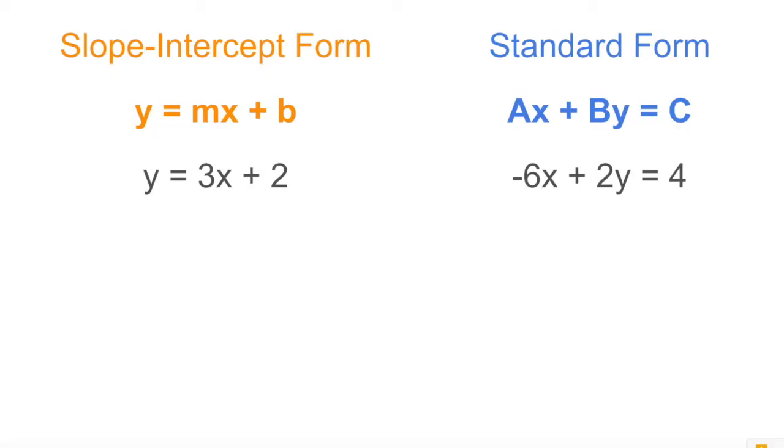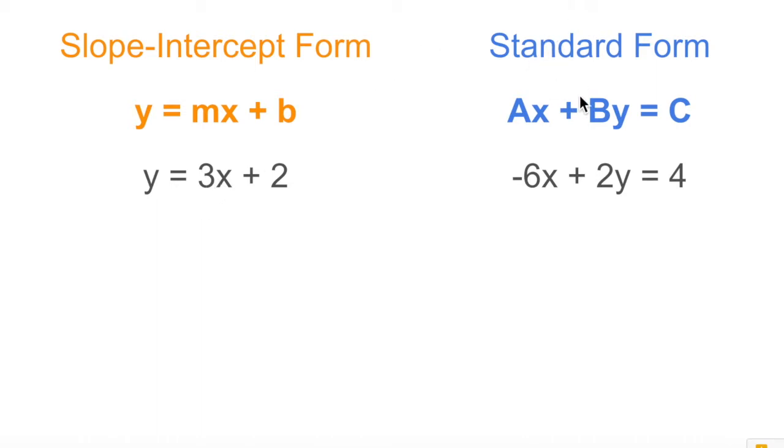In this video, we're going to introduce a new form of the linear equation called the standard form. So our slope-intercept form, y equals mx plus b, would look like this for an equation: y equals 3x plus 2, where 2 is the y-intercept, or b, and 3 is the slope.